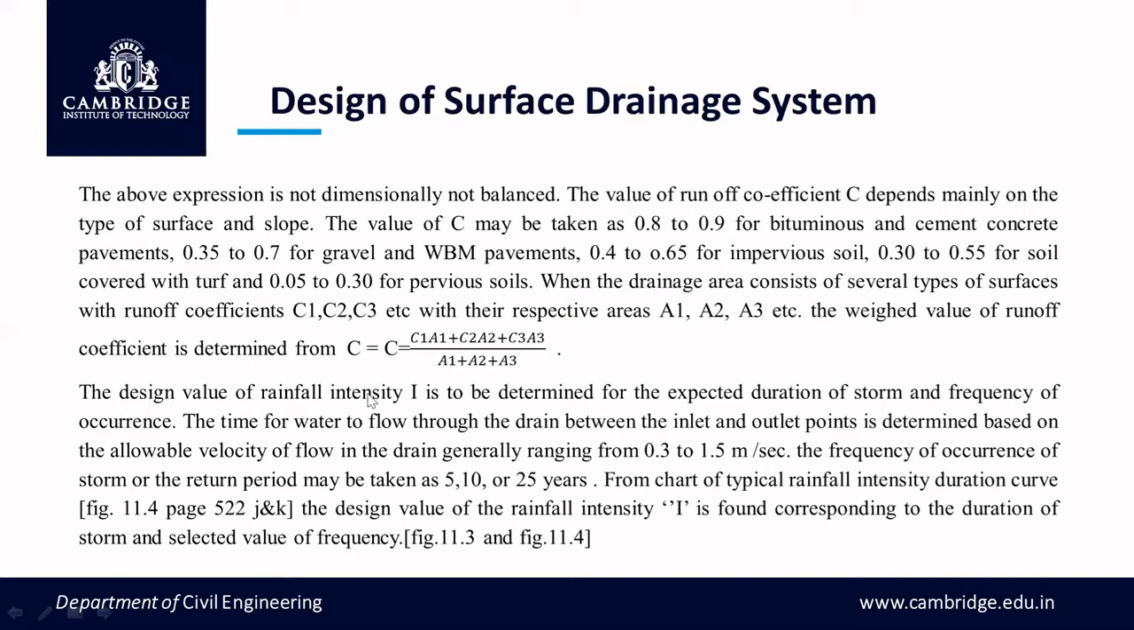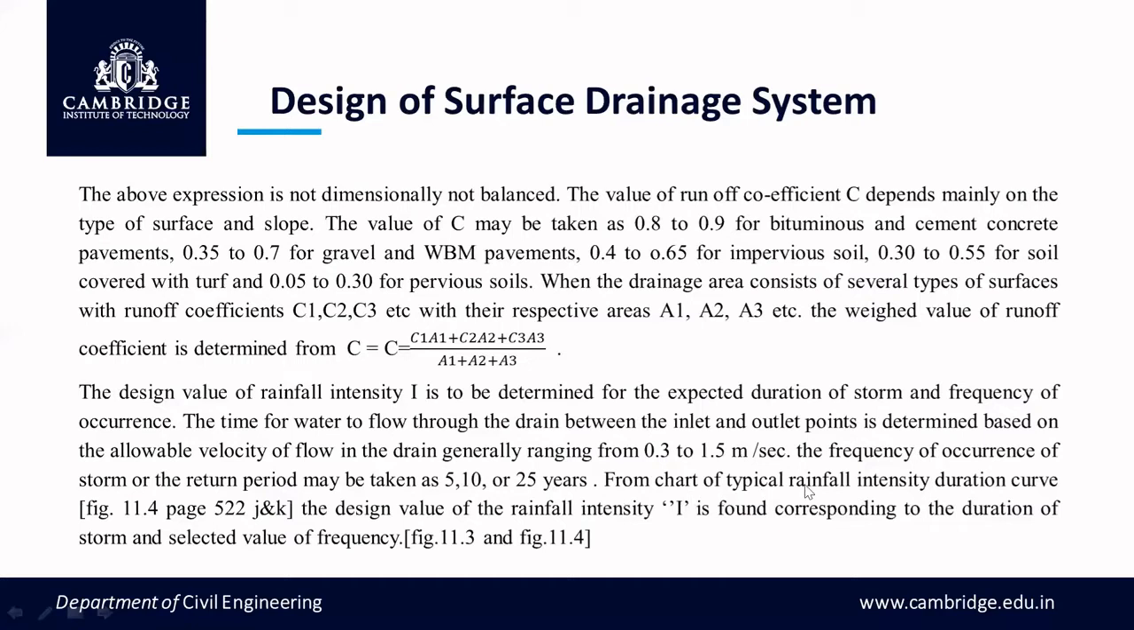The design value of rainfall intensity I is to be determined for the expected duration of storm and frequency of occurrence. The time for water to flow through the drain between the inlet and the outlet points is determined based on the allowable velocity of flow in the drain, generally ranging from 0.3 to 1.5 meter per second. The frequency of occurrence of storm or the return period may be taken as 5, 10, or 25 years.